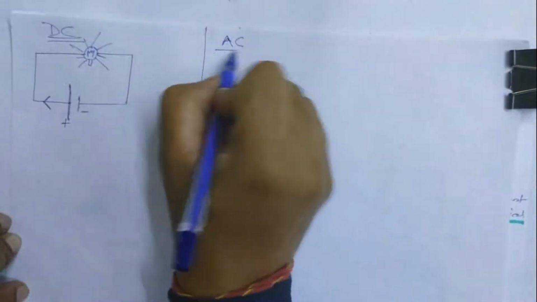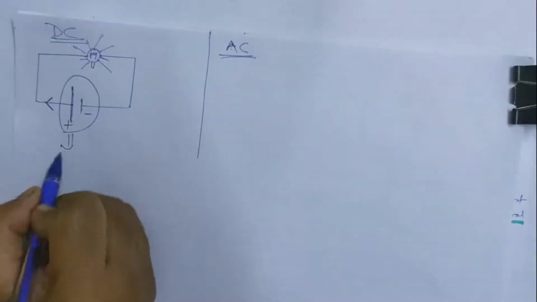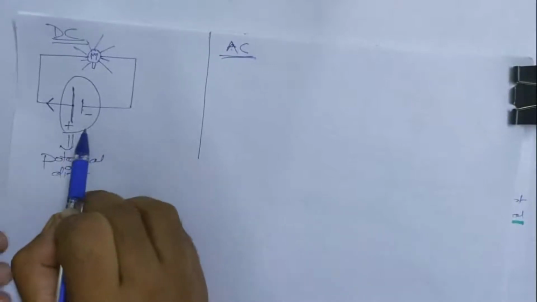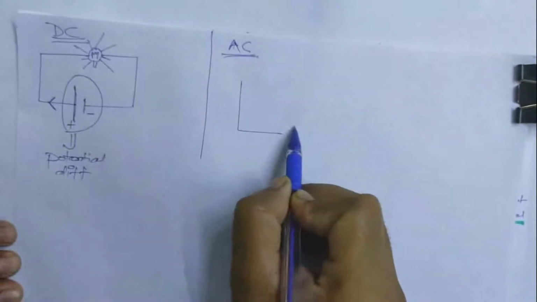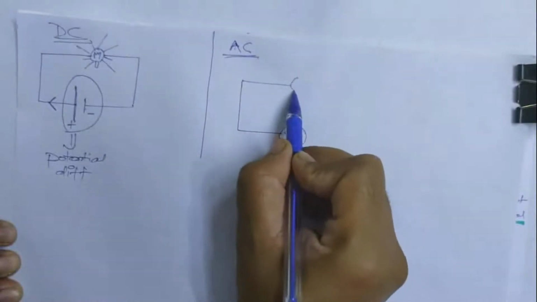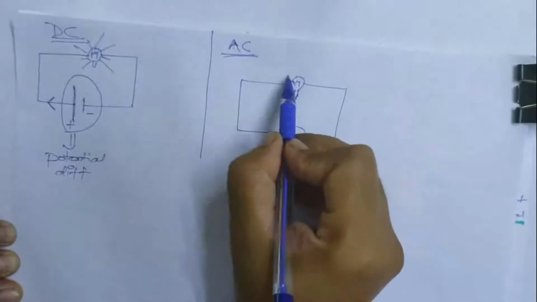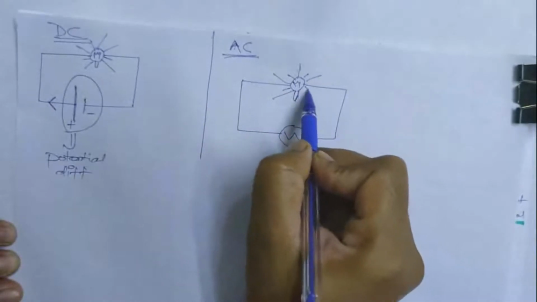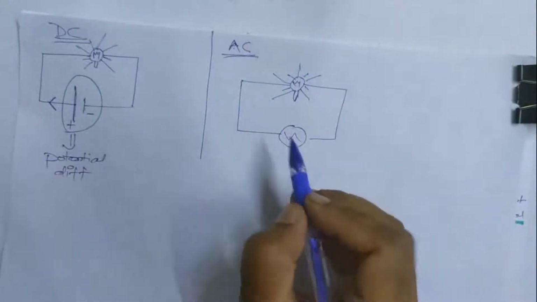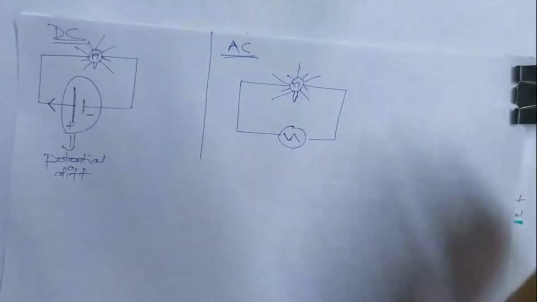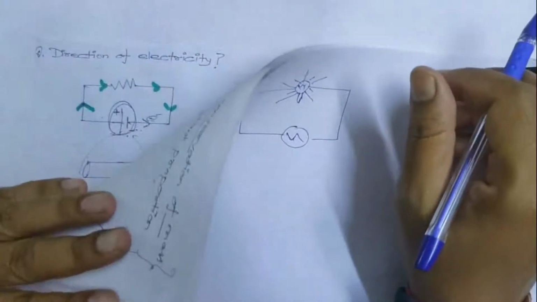In case of AC, how to represent this potential difference? Let me write it. This represents potential difference. How to represent potential difference in case of alternating current? It is very simple. We represent it in this way, and the electric bulb, it is as simple as that. So see here, the symbol is like this. That represents an AC current, because we know AC current is a sinusoidal wave. This is what we have studied. It is a sine wave, which keeps on fluctuating.